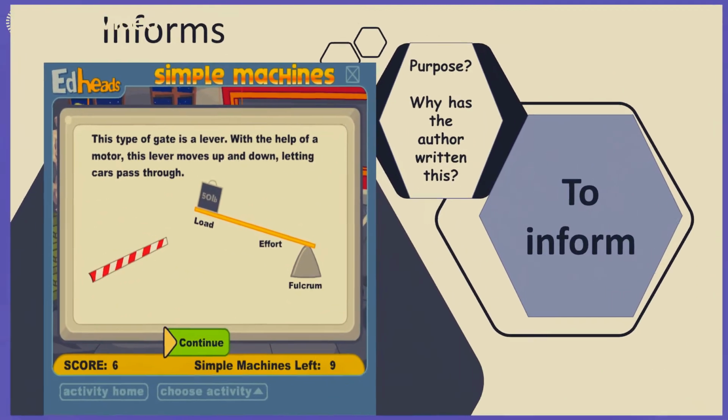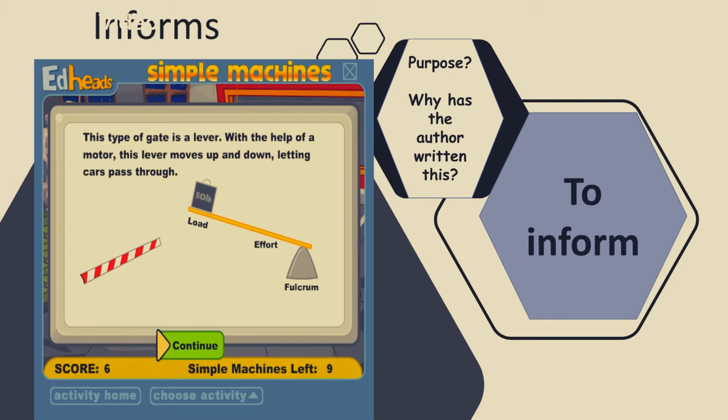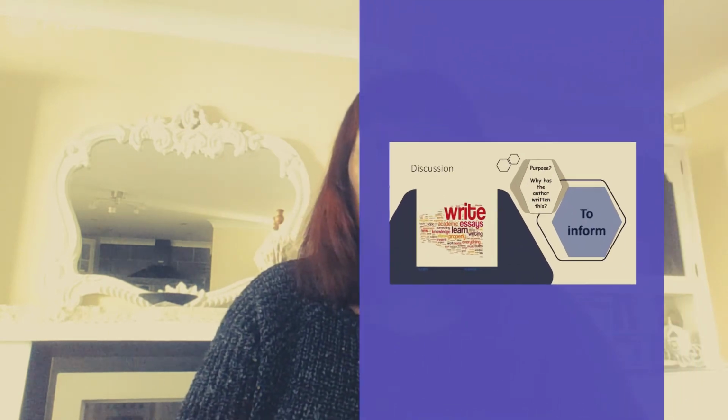So let's begin with inform. Here's a piece of information. This is informing you about the diagram, telling you what that is all about. So that's why the author's written it, to inform. How else might you inform?